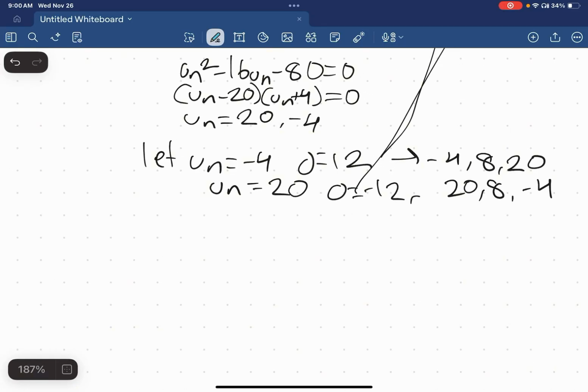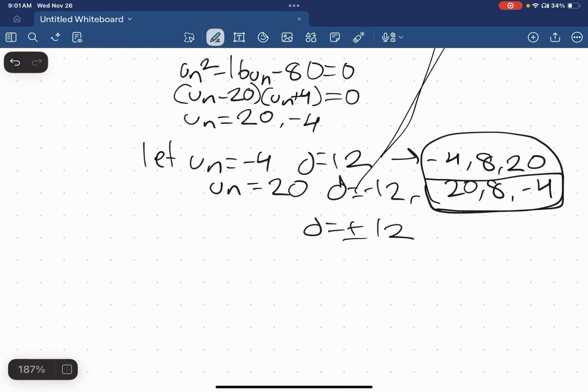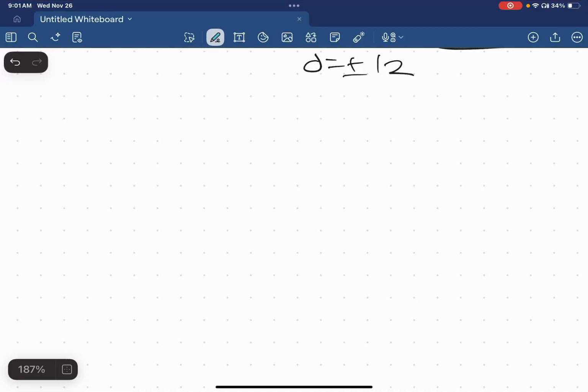Let's see, what else did it ask us? This is your answer. Since d can either equal plus or minus 12, we can just plug these in and these could be the three numbers. They're the exact same. So yeah, these are your three numbers, either 20, 8, and negative 4. All right, going on to number 8. That one was a bit confusing, but it should get simpler after this.